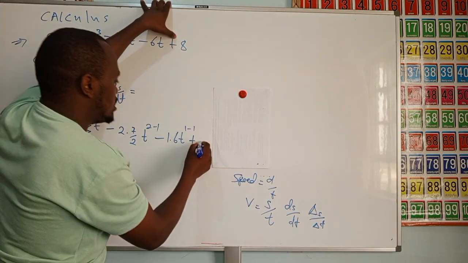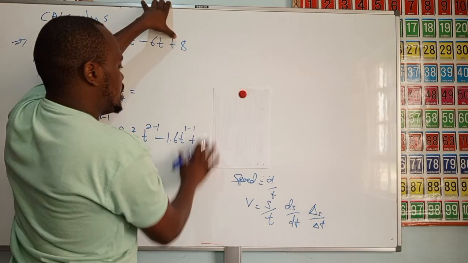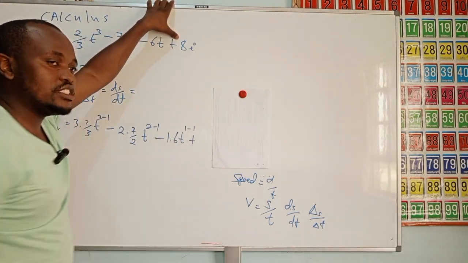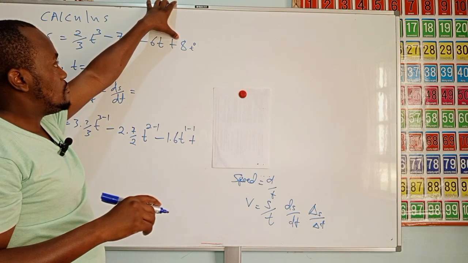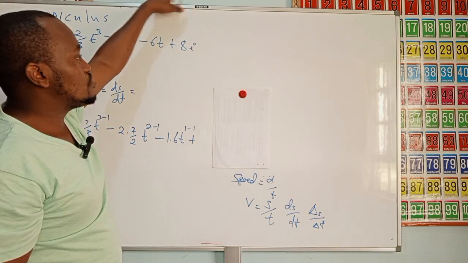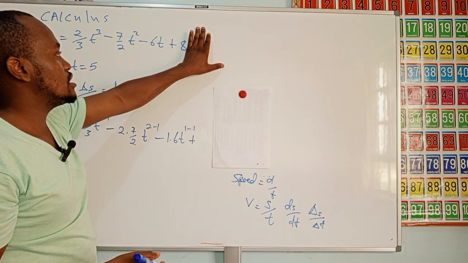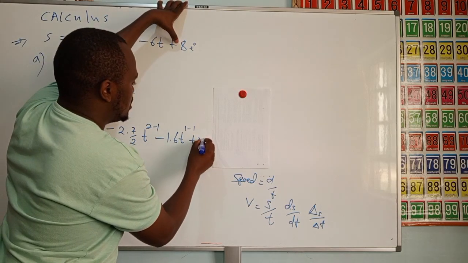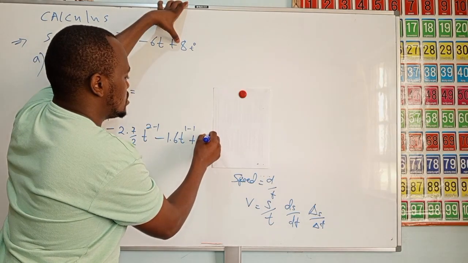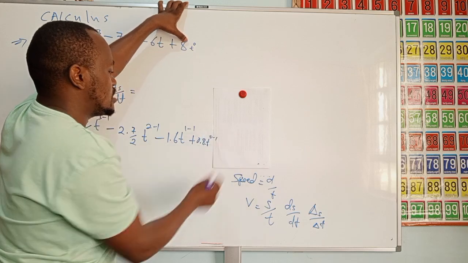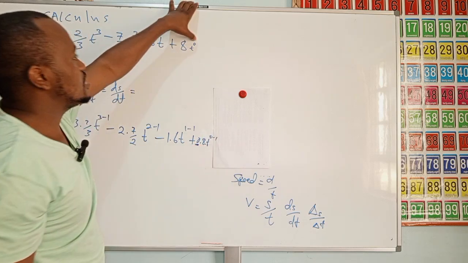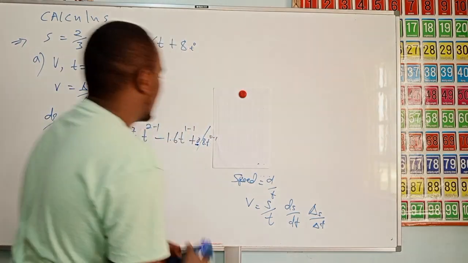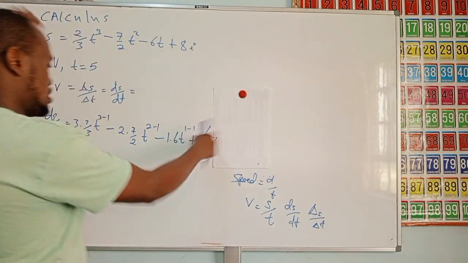Then plus 8. For 8, we will assume there was a t here, but the t was raised to 0. Remember, any number raised to 0 is 1. So t was raised to 0, therefore it became 1. We didn't indicate it, it was 8. So now this 0 times 8 times t raised to 0 minus 1. However this occurs, the 0 times anything becomes 0. So this one is null. We don't indicate it, or you can indicate it and cancel 0 times.